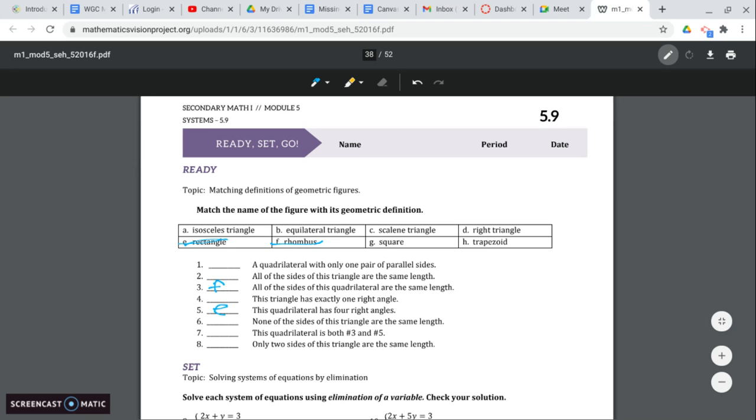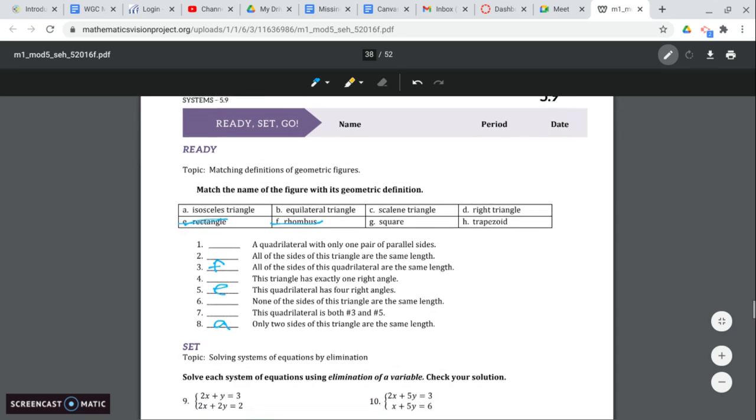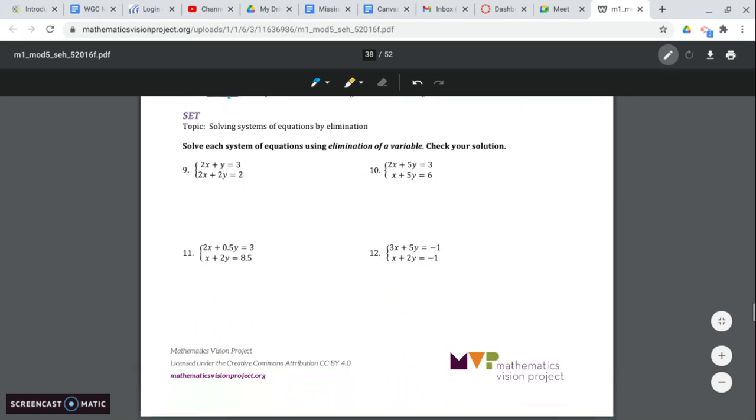And then the last one I'm going to do with you is number 8. Only 2 sides of this triangle are the same length. So we have 4 different kinds of triangles up here. We have isosceles, equilateral, scalene, and right. Right has to do with the kind of angle it has. Scalene, equilateral, and isosceles are all about the side lengths. Equilateral means they're all the same. Scalene means none. And isosceles means 2 sides are the same length. So A.